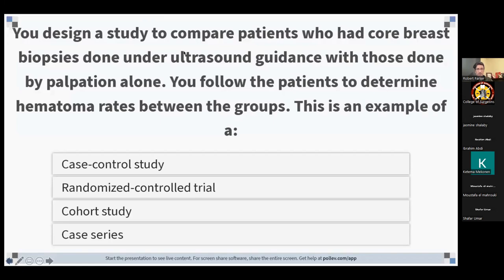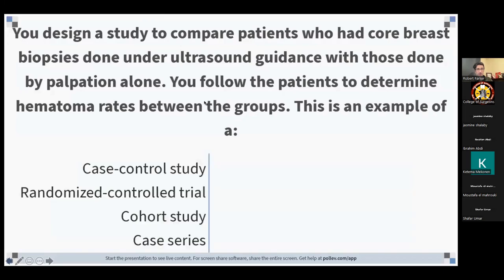Good. All right. Lock in your answer. I know we move fast. It's part of the challenge, part of the fun. All right. People were everywhere on this, except most people said cohort study.